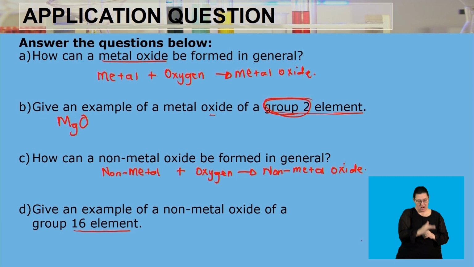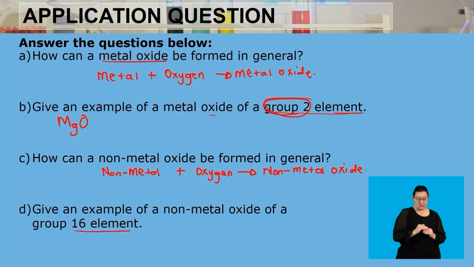As we have said, we have 18 groups in the periodic table, vertically from 1, 2, 3, all the way to group 18, the last one, known as the noble gases, because they are unreactive. For the elements in group 16, we can look at sulfur. Sulfur is an element found in group 16. So forming a non-metal oxide, it is going to be our SO2.